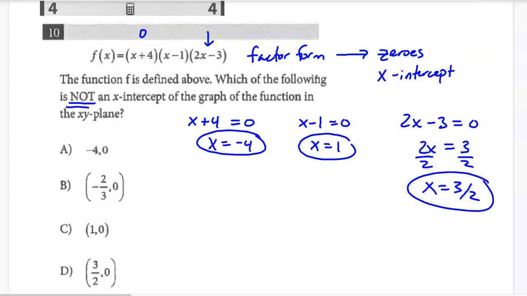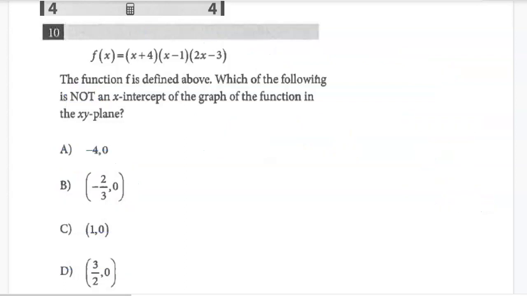So (-4, 0), that one's good, so I can't count it. (-2/3, 0), I didn't get that as one of my answers. (1, 0) was right here. (3/2, 0) is right there. So the one that is not an x-intercept, correct answer, B.